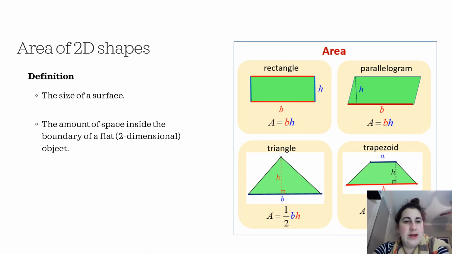Right. So what's the definition of area? It's the size of a surface. It's the amount of space inside of the boundary of a flat two-dimensional space. So for example, how much area do I have to write on this envelope?